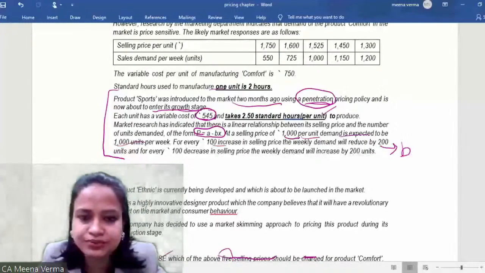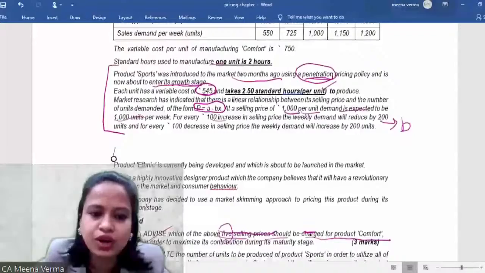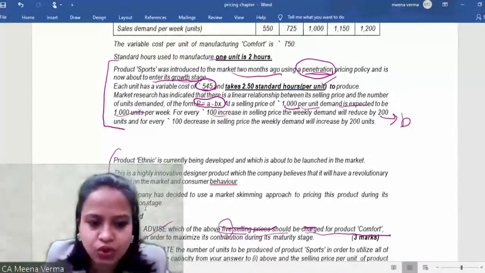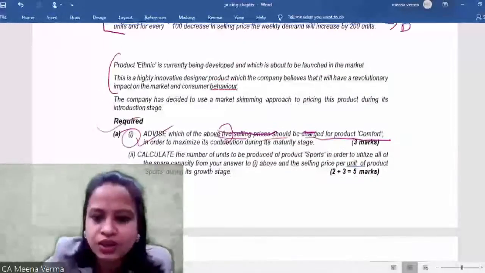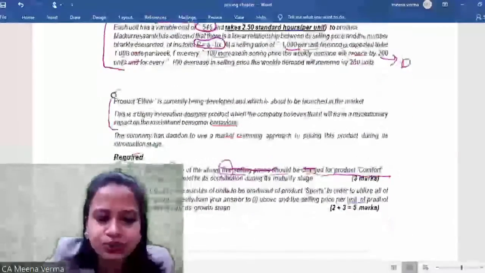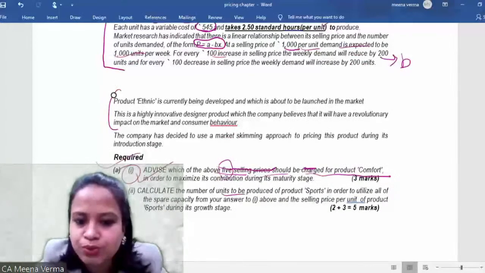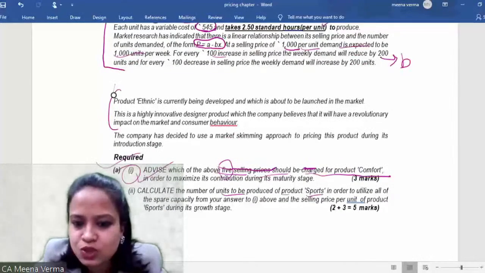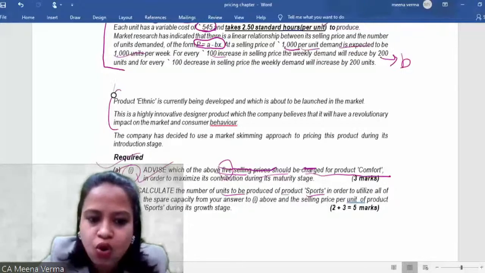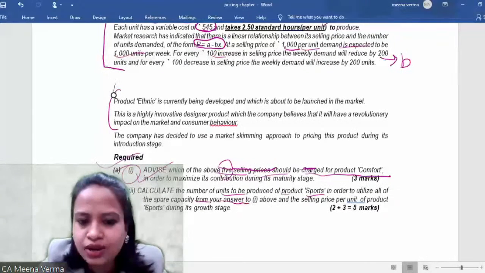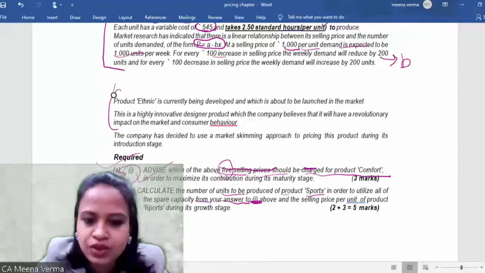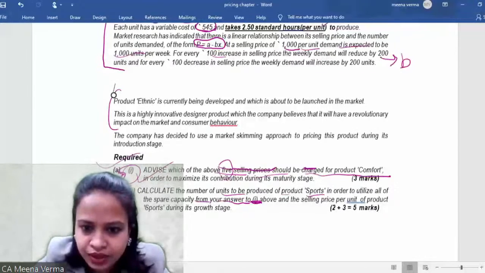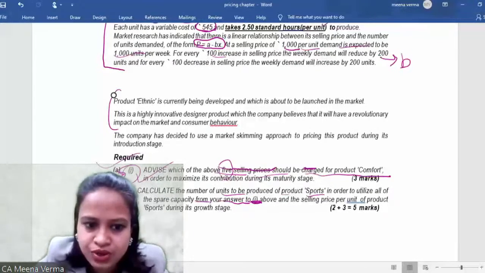Now I will not read this portion. I will go to my requirement section and see if they have asked me something about this product, sport product. Calculate the number of units to be produced of product sports in order to utilize all spare capacity from your answer to above. Now see, second is related to the first portion. Above, and the selling price per unit of product sports during its growth stage.